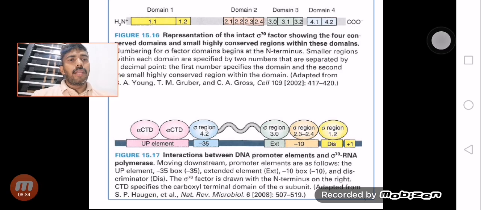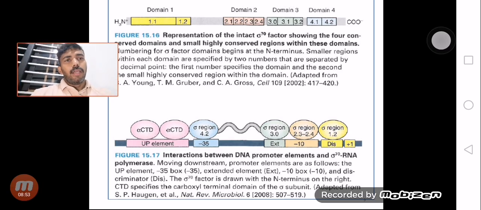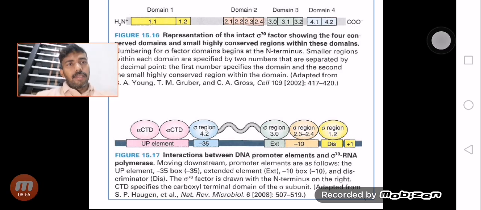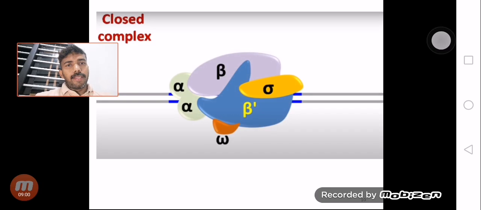The other regions will interact with some other promoter sequences which are not shown in that previous image. And also you can see the other interaction of the alpha CTD, that means the carboxy terminal domain of the alpha subunit, which interacts with the UP element, right? So this is the binding of the polymerase enzyme to the promoter. This is what we call the closed complex.